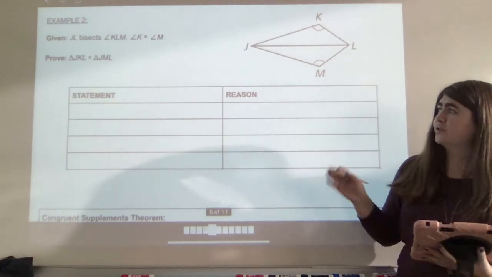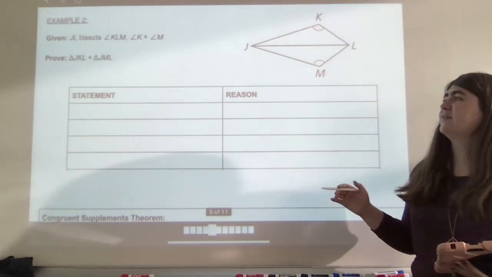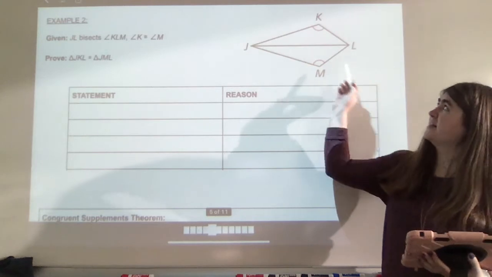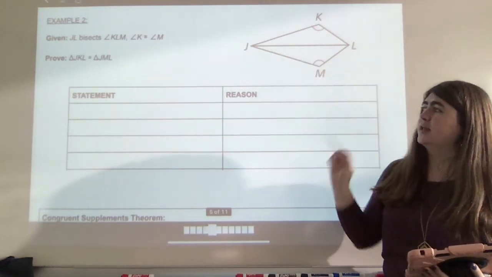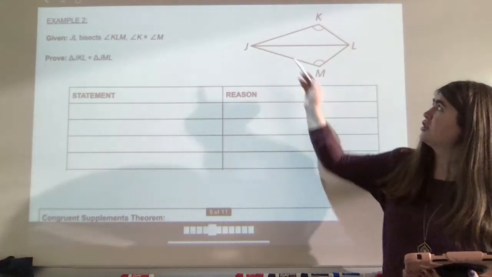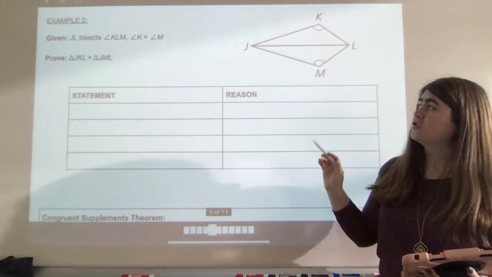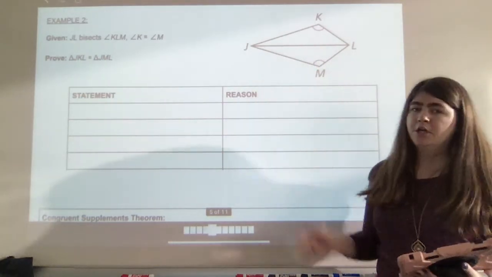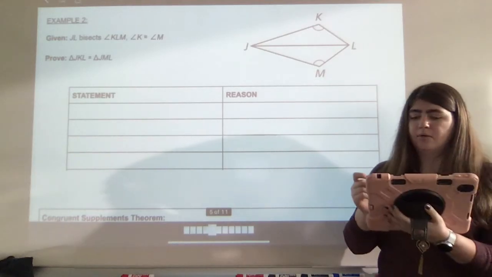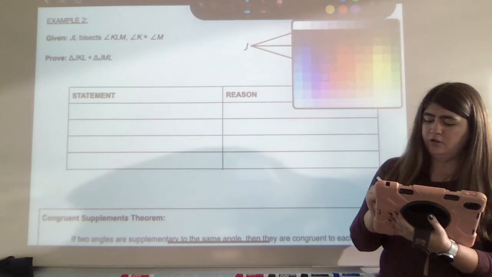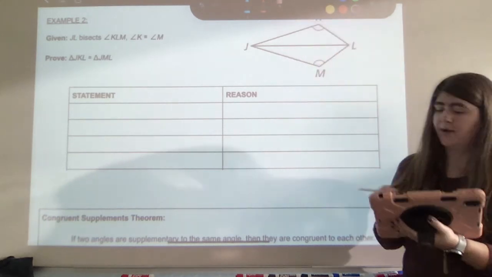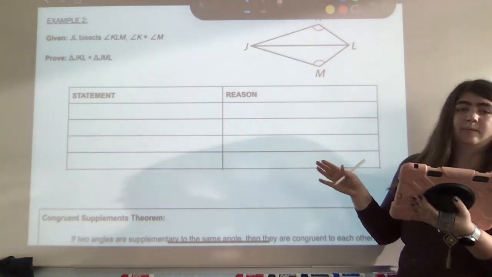So we're going to start with this proof here. Example 2 says, given that JL bisects angle KLM and angle K is congruent to angle M, prove that triangle JKL is congruent to triangle JML. Alright, so we're going to start by writing our given statement into our first box. So I have two pieces that I'm going to put in this box.